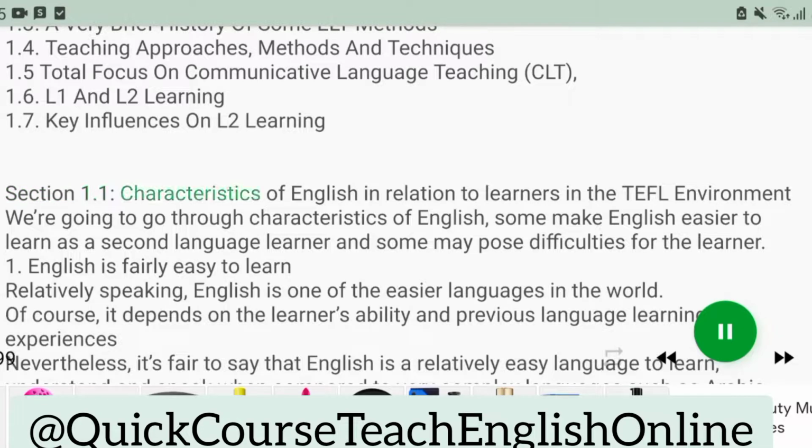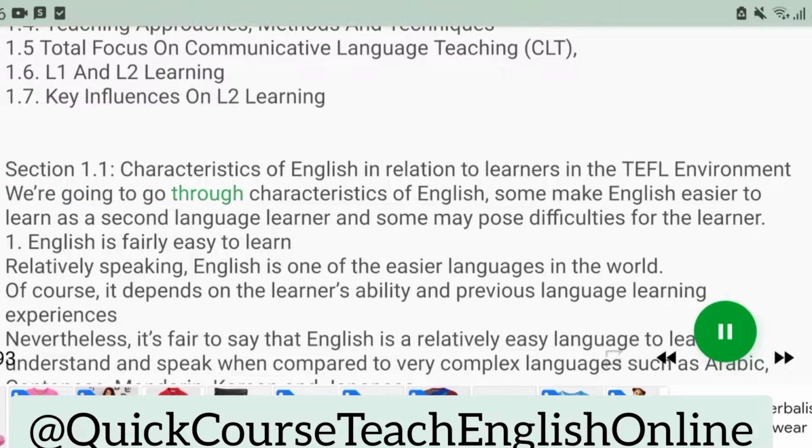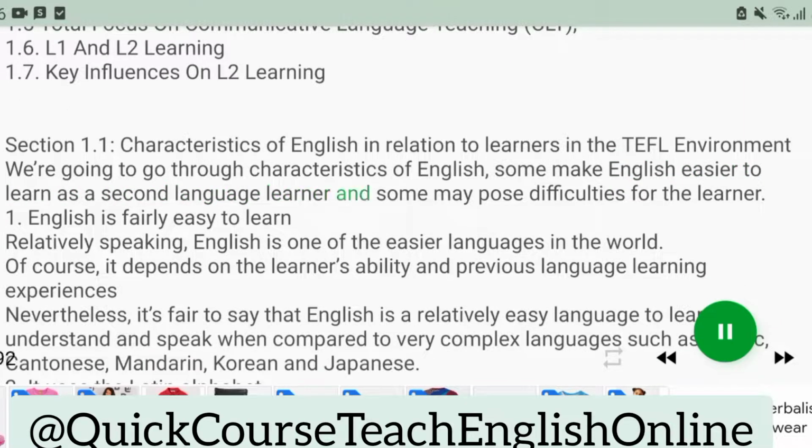Section 1.1. Characteristics of English in relation to learners in the TEFL environment. We're going to go through characteristics of English. Some make English easier to learn as a second language learner, and some may pose difficulties for the learner.